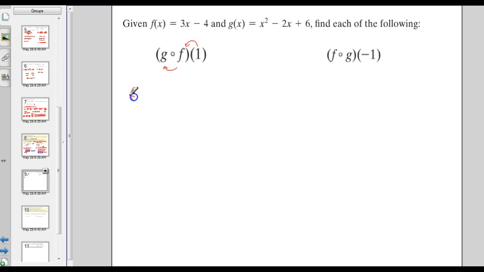So if I plugged 1 into f, here's f. It triples the number, then subtracts 4. So 3 times 1 is 3, minus 4 equals negative 1. Now negative 1 is what I'm going to put into g.